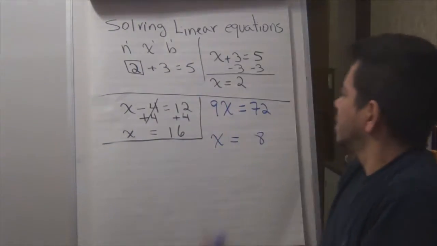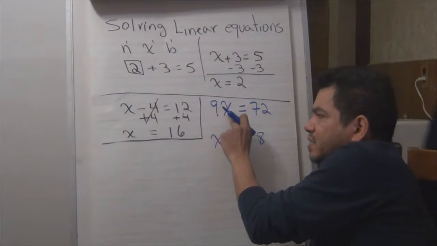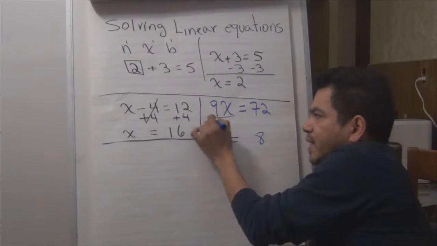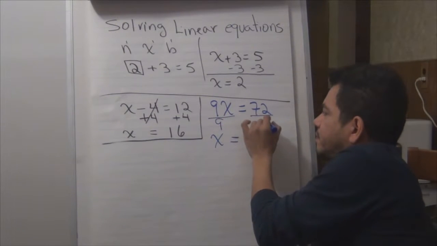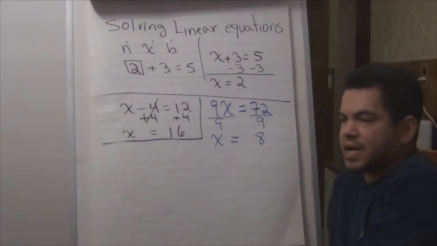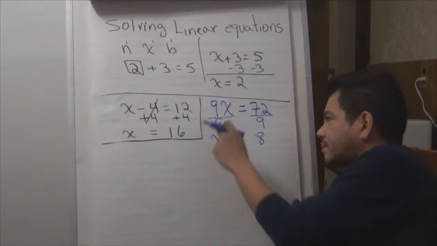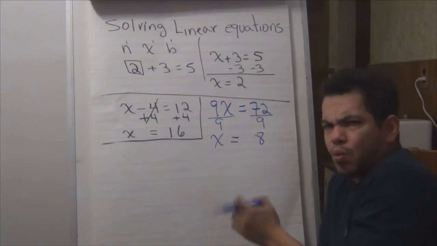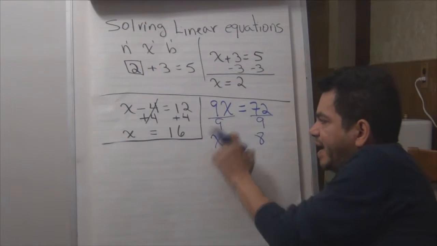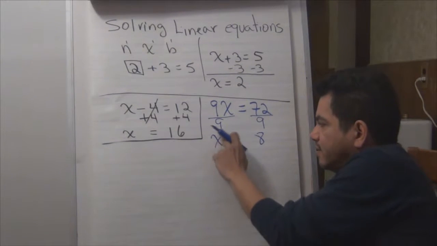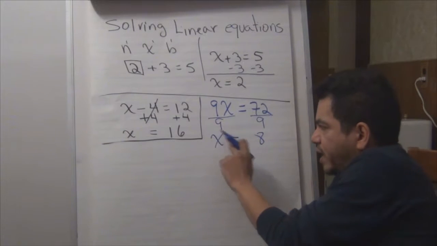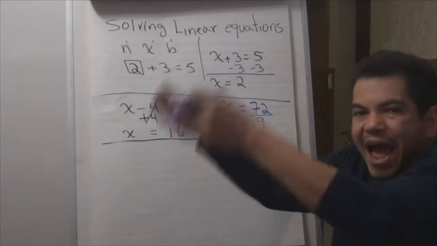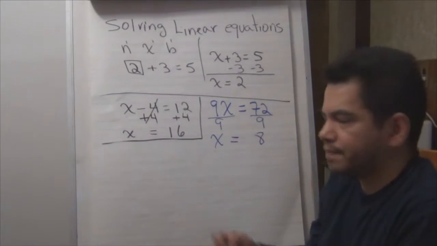All right. So 9 is multiplying the x. So how do I undo this multiplication by 9? I'm going to divide by 9. 9 divided by 9 is 1. 1x. So you see, there is no need to put the 1. So 1x. And then 72 divided by 9 is 8. You see, you have to undo what is being done.